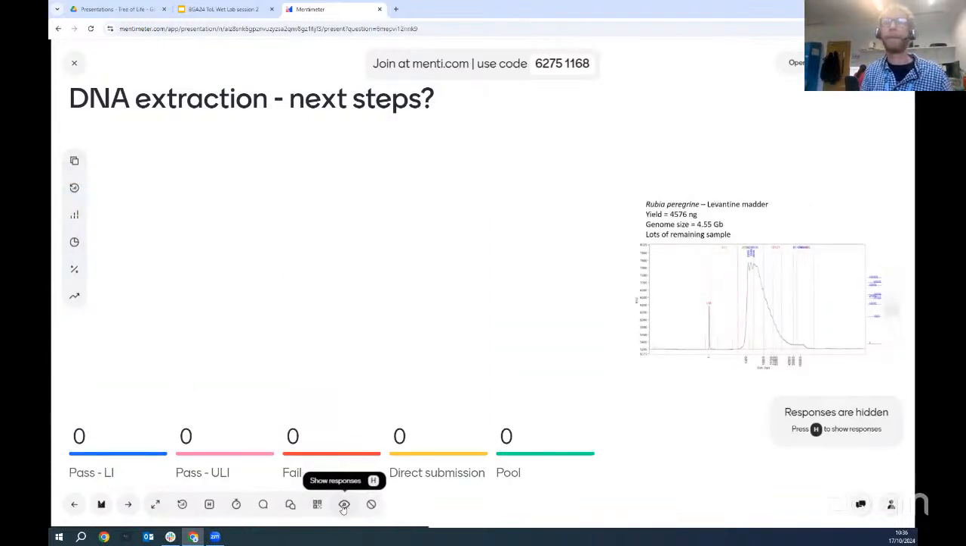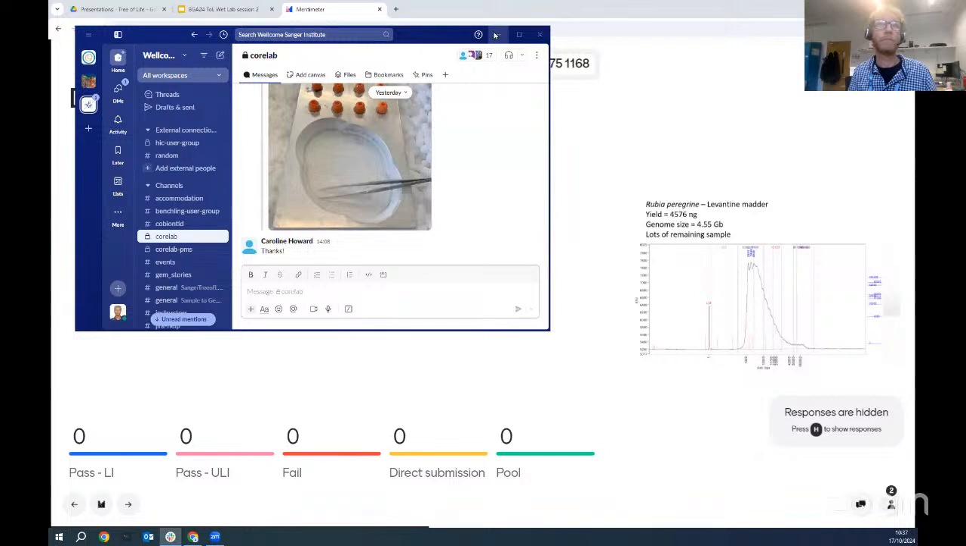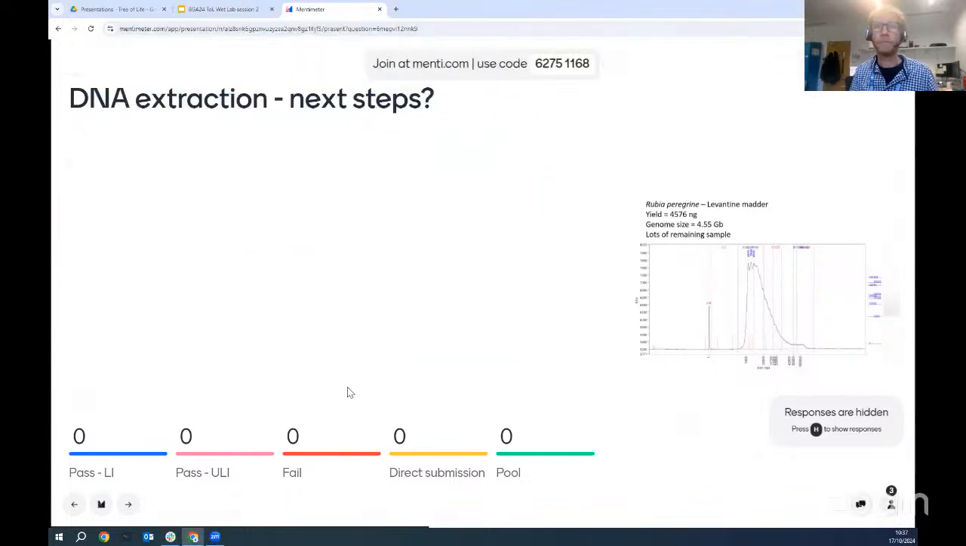Okay. Another plant, really high yield, so 4.5 micrograms, lots of material remaining, and a genome size of 4.5 gigabases. Average fragment size sitting at 12,000 kb. Sample availability is also not an issue, so we've got lots to play with.